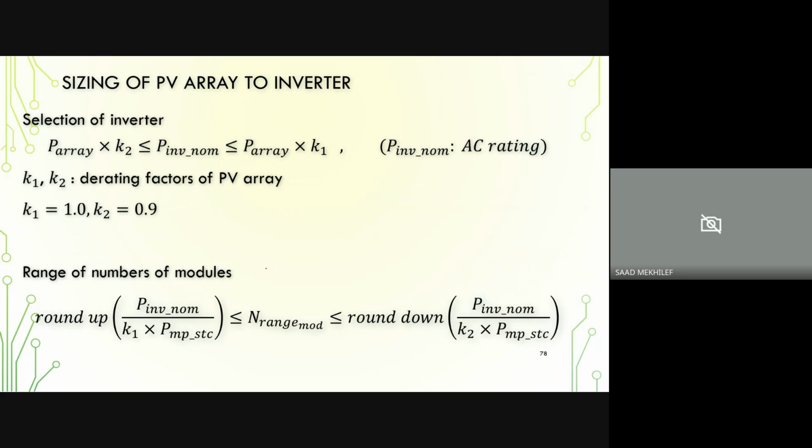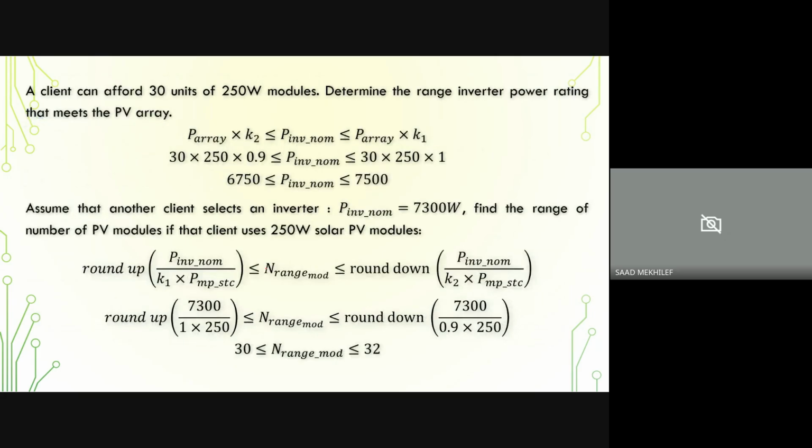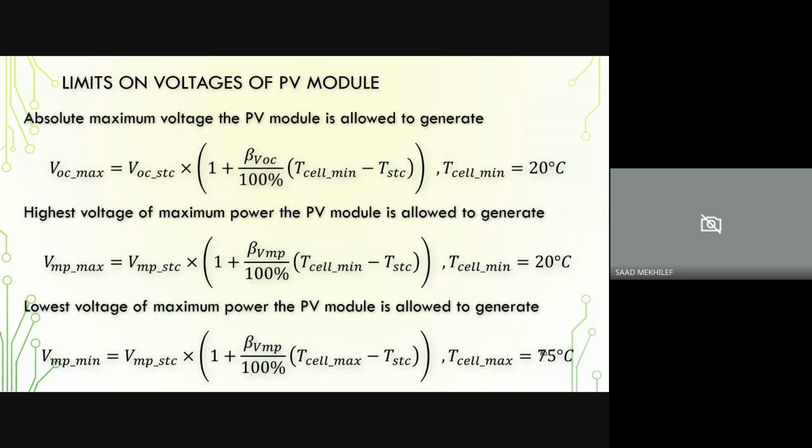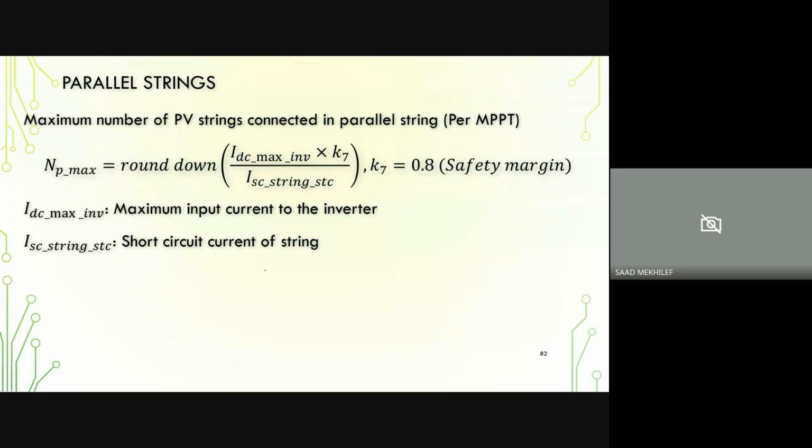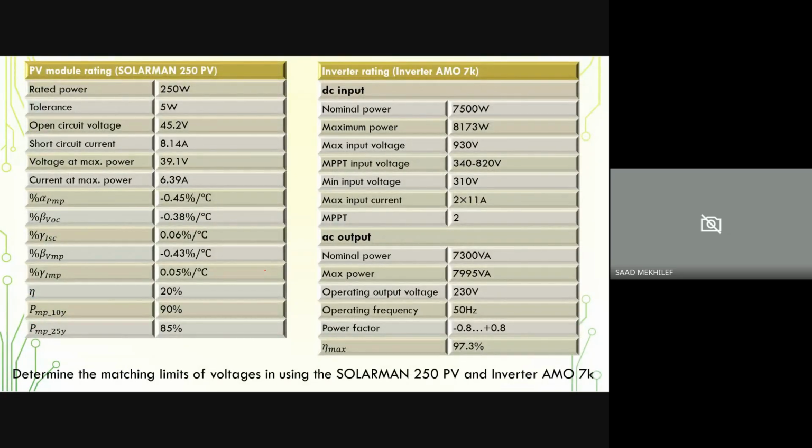In terms of sizing, as I say, these are very detailed calculations. Maybe I will share this with you, but this is how you calculate the accurate design. I think I will go back to determining them.